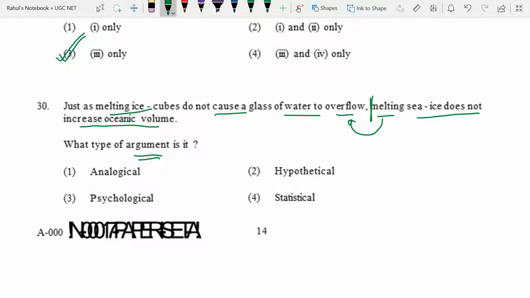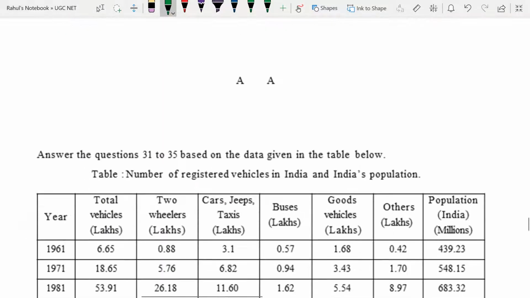So such kind of statements are called analogical statements, in which we support the second statement on the basis of the conclusion of the first one. It is called an analogical argument. We are applying analogy. Option 1 is the correct answer.